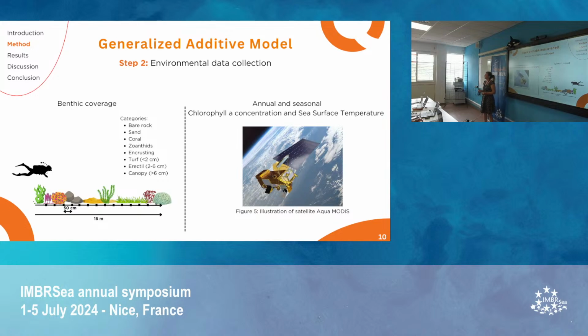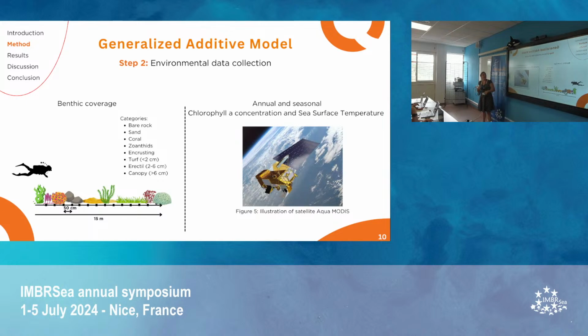Then let's go to the second step, the environmental data collection. So we need first benthic coverage. Those data were also collected in Alcatrazes on the 3 sites mentioned before since 2020. For this collection, the diver will look exactly under the transect to see which organism is present or not. Then it will be categorized as one of the 8 categories present here, and we will estimate it every 50 centimeters of a 15-meter transect. Then, at the end of each transect, an average coverage of each category is calculated.